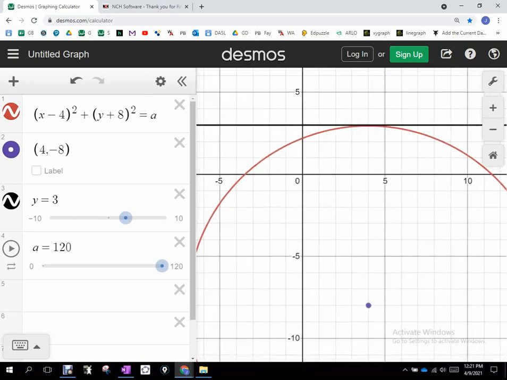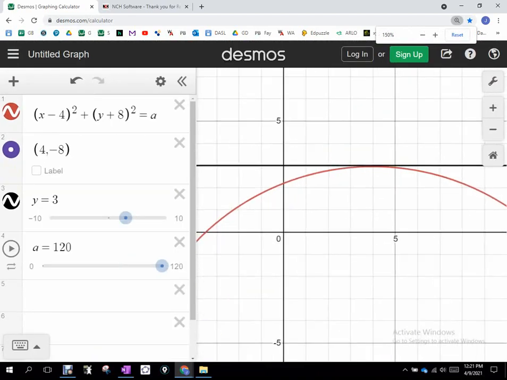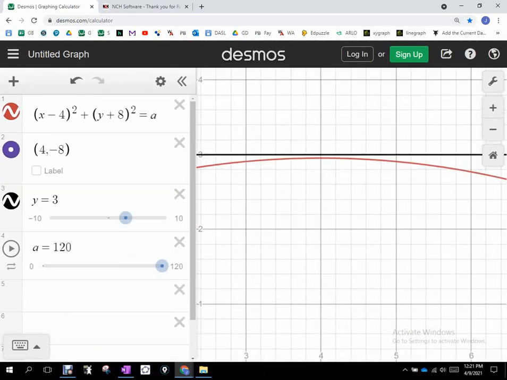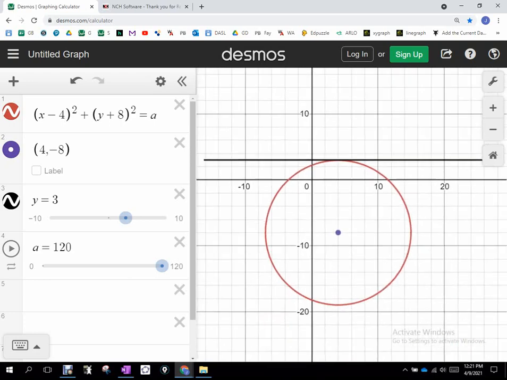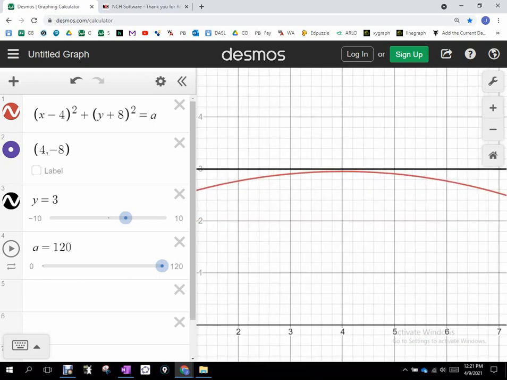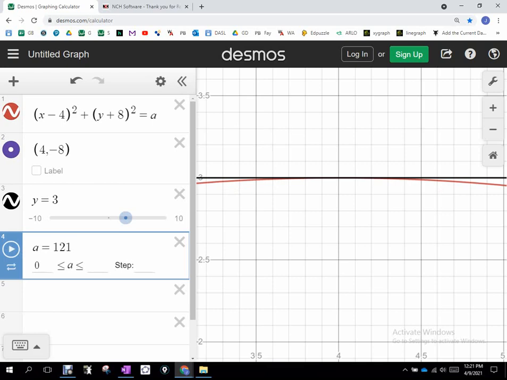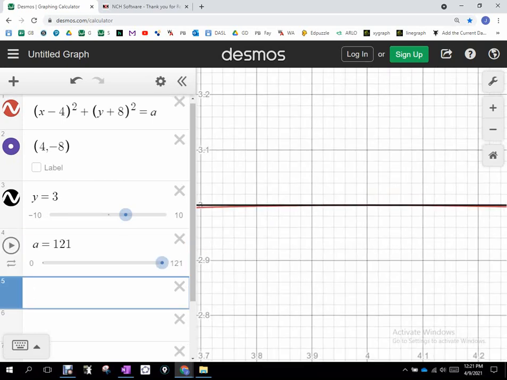Okay, but let me zoom in on there. Whoa, wrong button. Let's zoom in on there, and this is the idea of calculus. Even though when we look back at it like this, it looks like they touch, if we zoom in far enough, they do not touch. Okay, so if I make that number 121, now zoom in on that point right there, that will be the only point in which these two curves, the line and the circle, touch. So that would be tangent.